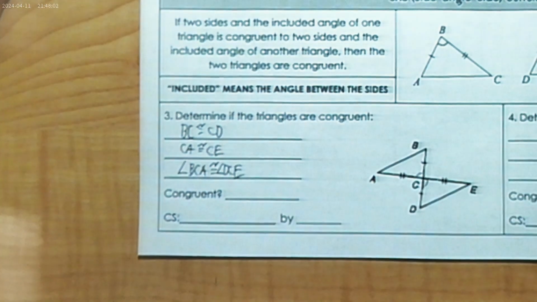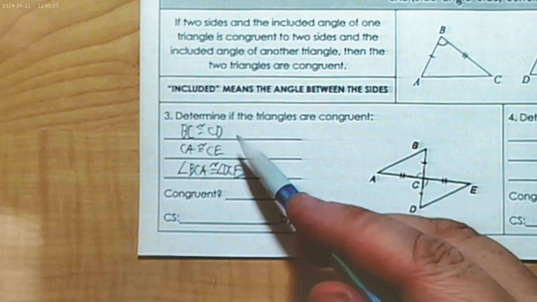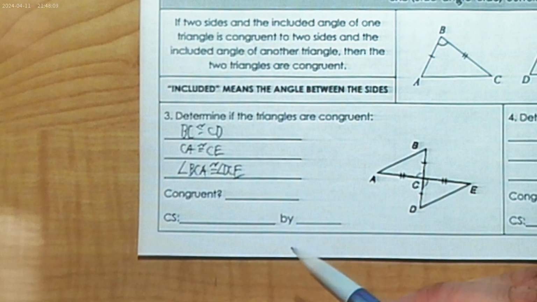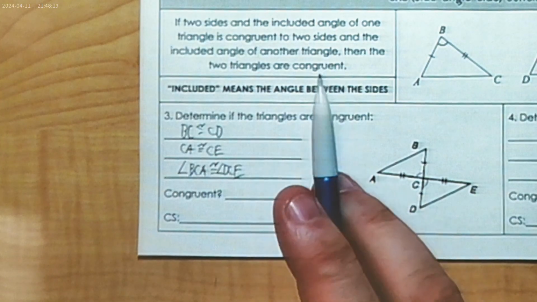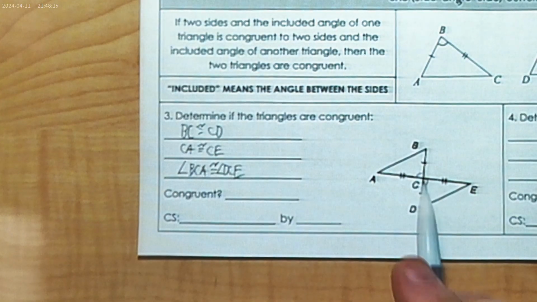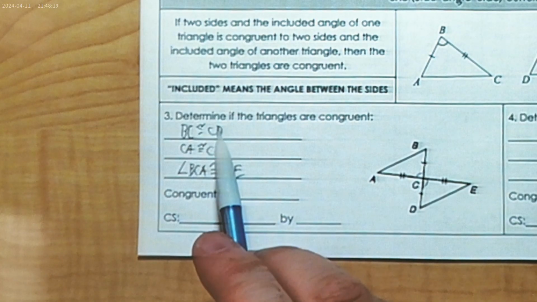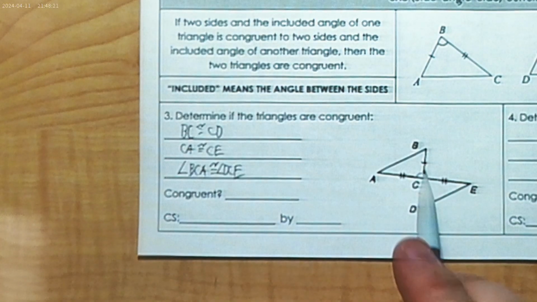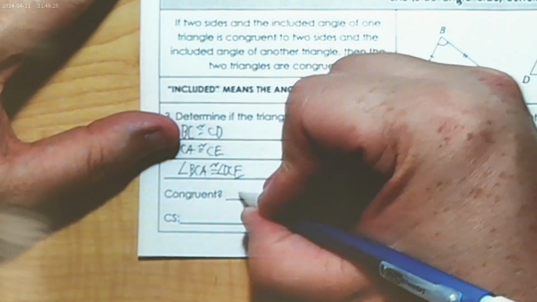Because I've named all three, I've listed as part of my proof all three of the criteria necessary. I've listed three criteria that are 100% true and provably true looking at the diagram. I can take any one of these statements and say, see, according to this diagram, these are true. All right, so are they congruent?